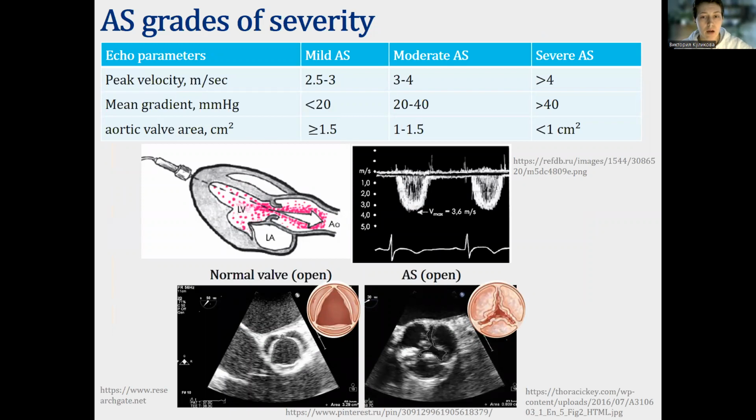There are mild, moderate, and severe aortic stenosis grades. The main echo parameters are on the slide. We evaluate not only aortic valve area. It's very important to find out peak velocity through the valve and mean gradient, or the difference in pressure on each side of the valve.